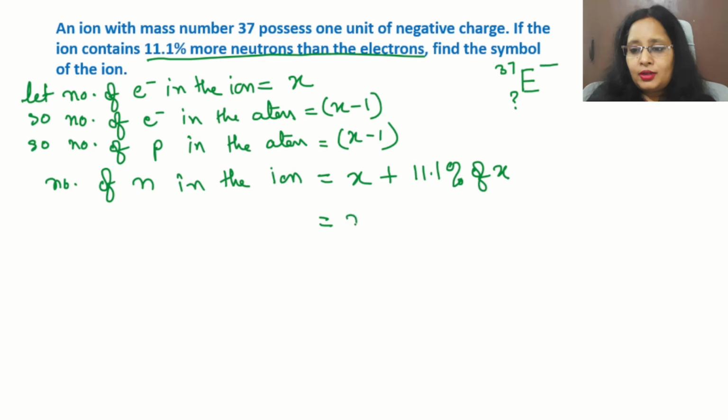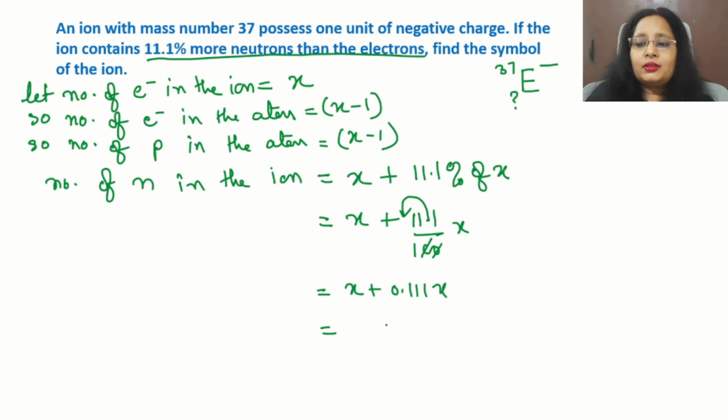So let's solve this. First, X plus 11.1 upon 100 X. So we will remove the decimal. The decimal will be shifted if we remove the 100 from below, and it will become X plus 0.111X. X means 1X. 1X plus 0.111X means 1.111X. Now this is the number of neutrons we get. Now we have the number of electrons in the ion, number of protons in the atom, and number of neutrons in the ion. Using these values, we will reach the answer.